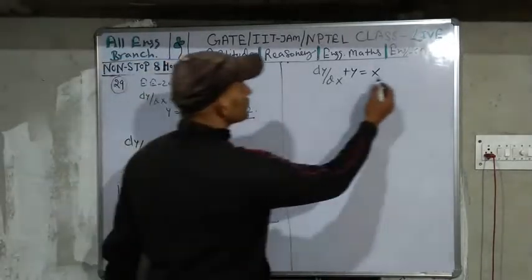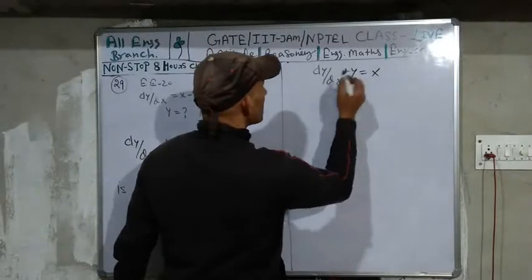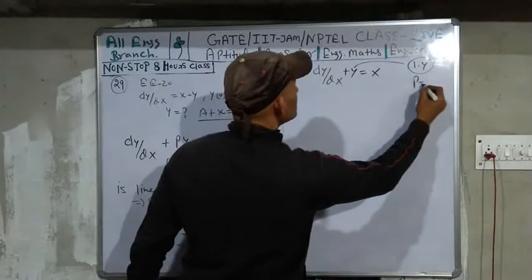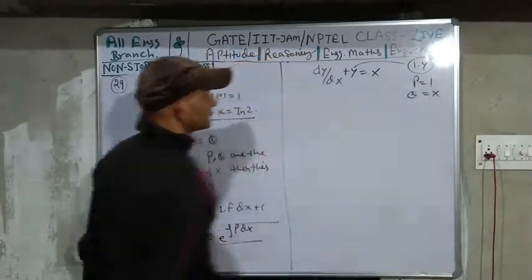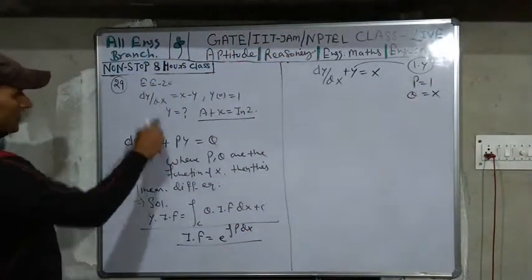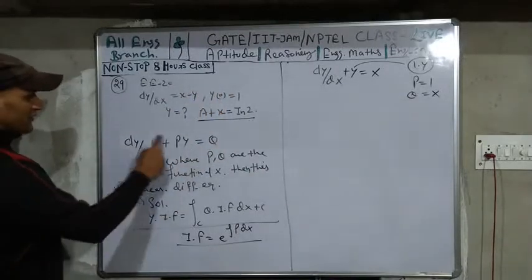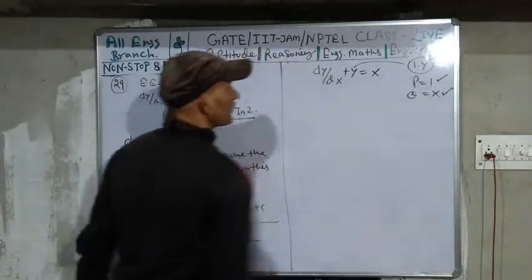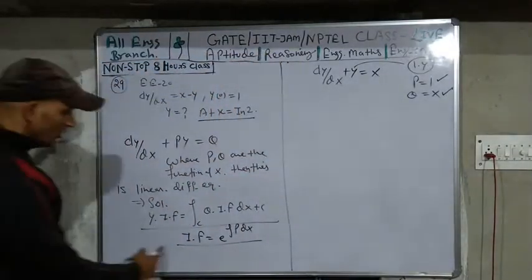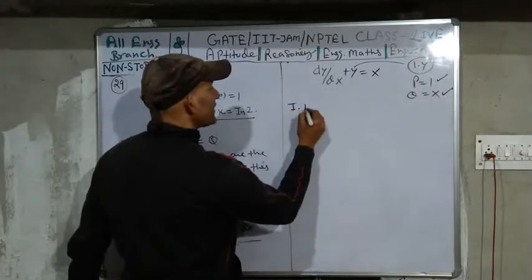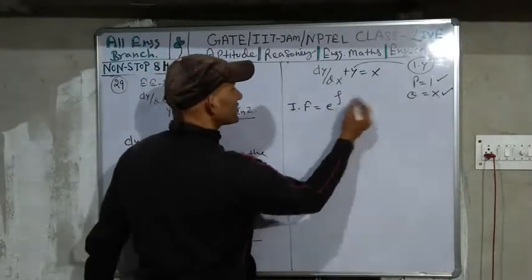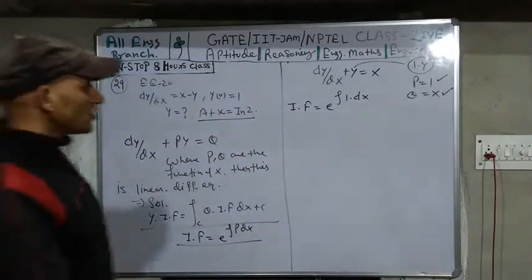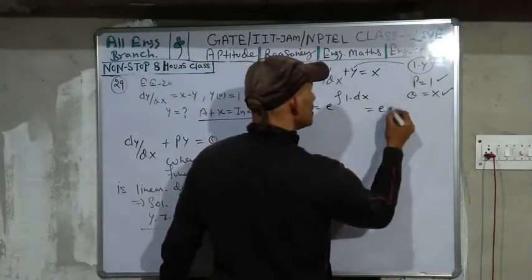So dy/dx + y = x. There is 1, so you can write 1 times y. It means P = 1 and Q = x. If we compare this equation with dy/dx + Py = Q, then you get P = 1 and Q = x. First I will find the integrating factor: e to the power integral of P = 1 dx. The integral of dx is x, so the integrating factor is e^x.